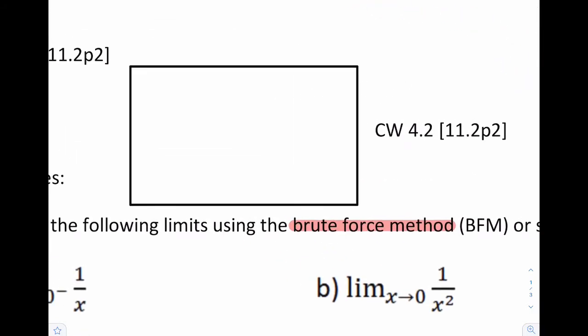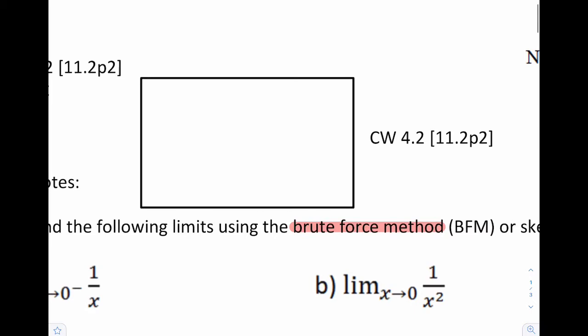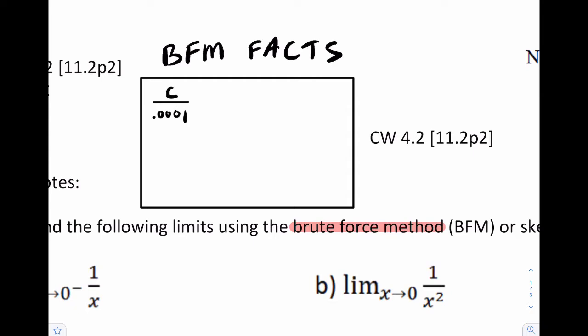When we say brute force method, that basically means we're relying on our number sense and logic to figure out what should happen. So up here, I'm going to put BFM facts. So brute force method facts. So C is going to be our constant, and we're going to put a small number like 0.0001. You can pick any constant like 10, 5, 1.